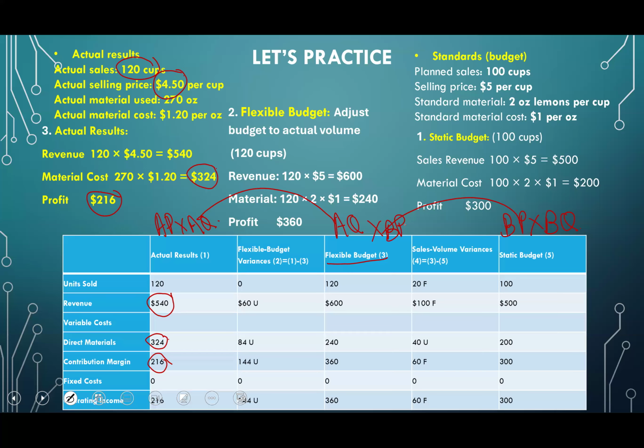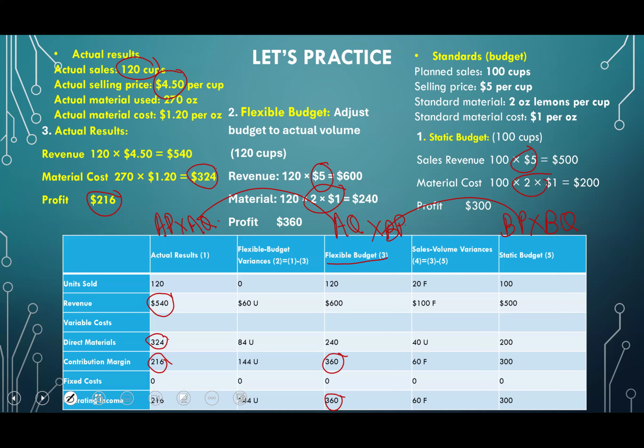Okay, and I make a hybrid column, which is basically saying if everything had gone perfectly, what would I have paid for making the actual number of units that I ended up making? So I borrowed these rates from here, and I came up with a flexible budget. Okay, so this is my flexible budget. Once again, contribution margin is equal to profit in all three columns.